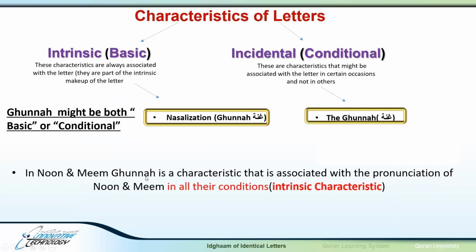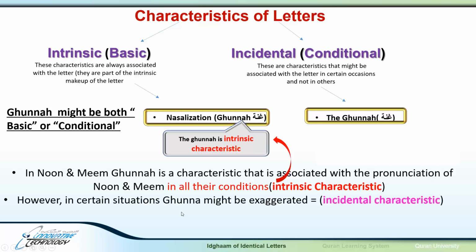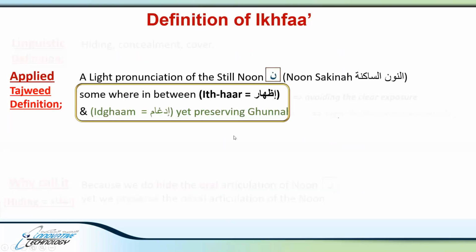So, for Nun and Mim, ghunnah is a characteristic that is always associated with the pronunciation of these letters in all their conditions, and that's why we call that an intrinsic characteristic, a basic one. While in some cases you tend to exaggerate the ghunnah of the Nun and Mim, and in that case we call that exaggeration an incidental characteristic.